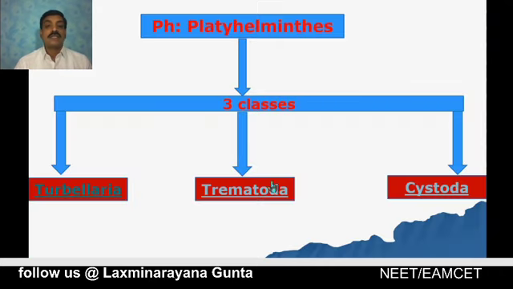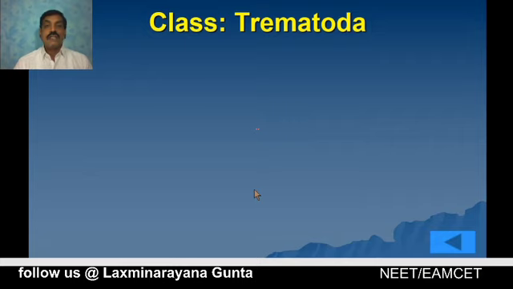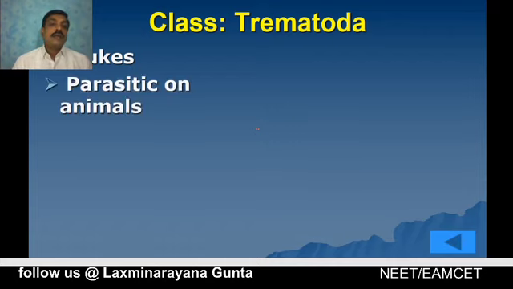Coming to the second class, that is Trematoda. Trematoda includes the flukes, sheep liver fluke, blood fluke. These are included in Trematoda, and these are parasitic on animals.